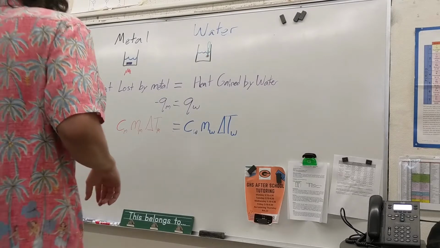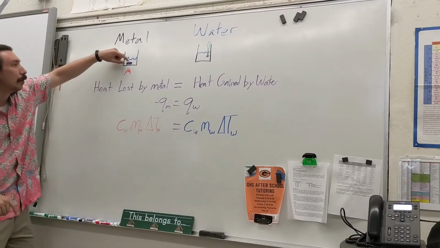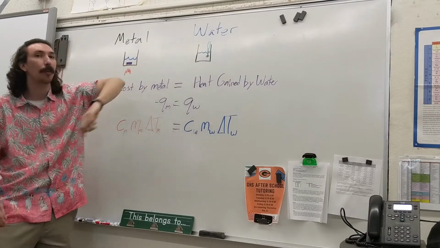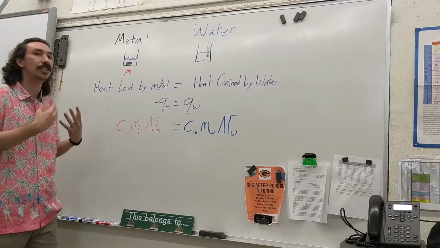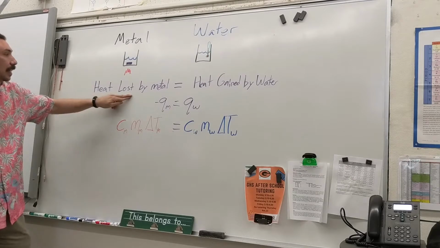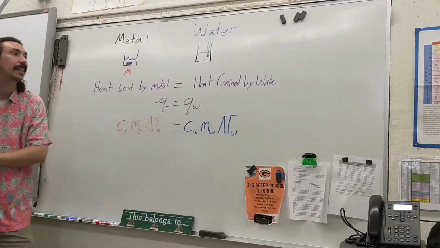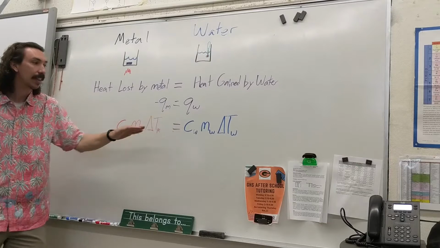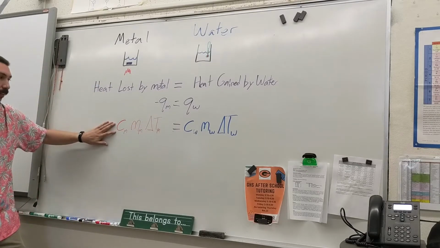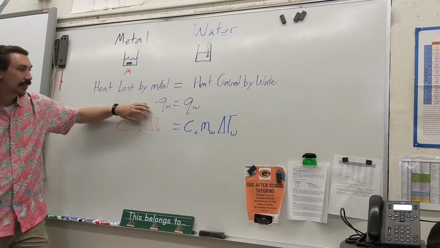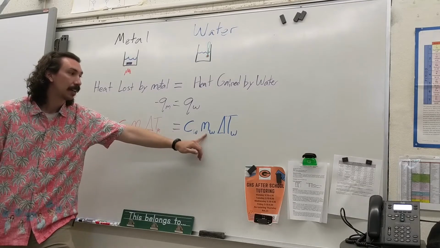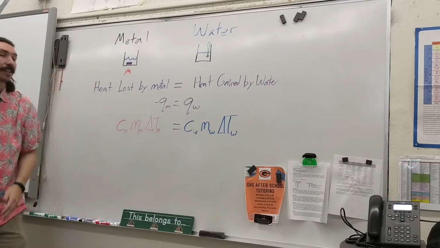To quickly recap what we're doing, we are heating the metal up to 100 degrees and then dropping it in water and seeing how much energy that water absorbs. What I need to remember is the law of conservation of energy: heat lost by the metal is equal to the heat gained by the water. That allows me to write this equation down here: the specific heat of the metal times the mass of the metal times the temperature change of the metal is equal to the specific heat of water times the mass of the water times the change in temperature of the water.